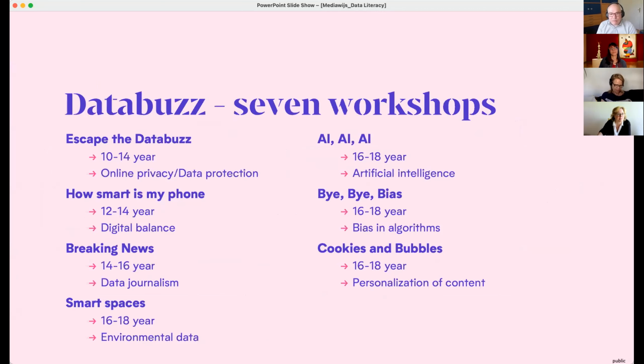At the moment, we have 7 workshops. You see for the age between 12 and 18 or 10 and 18 on online privacy, digital balance, data journalism, environmental data. So the kids can collect themselves environmental data about air pollution, temperatures at their schools, and they learn how to interpret this, about artificial intelligence, bias in algorithms, and personalization of content.